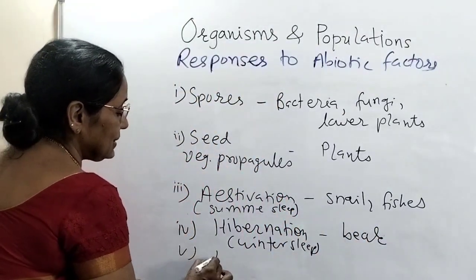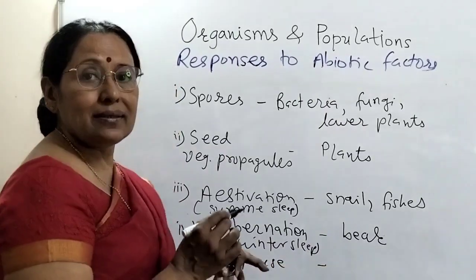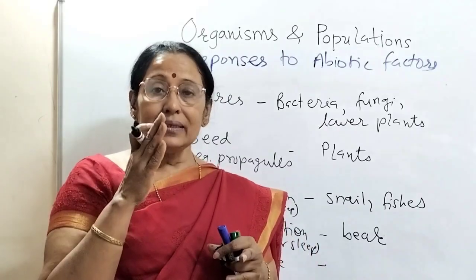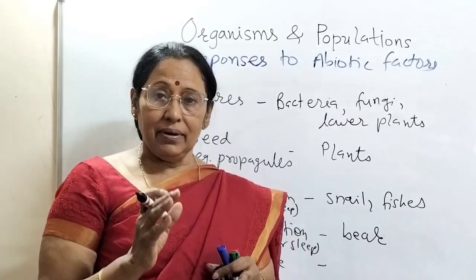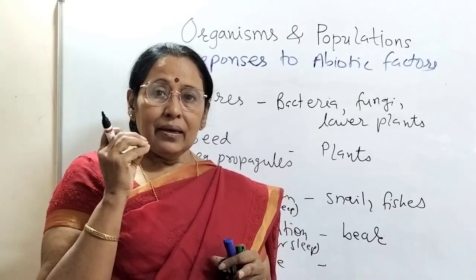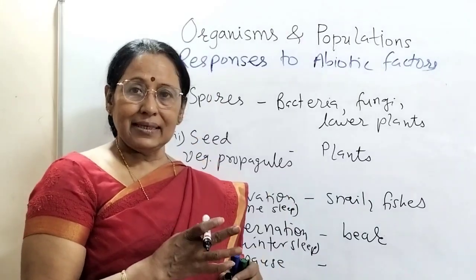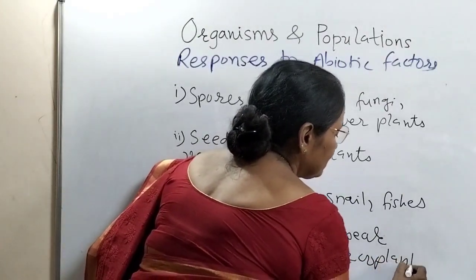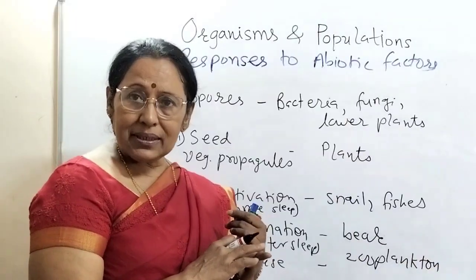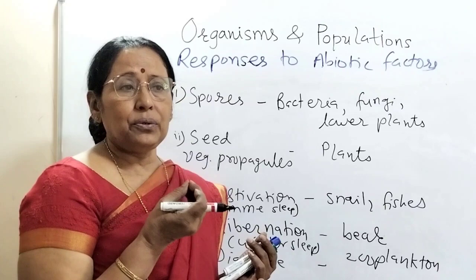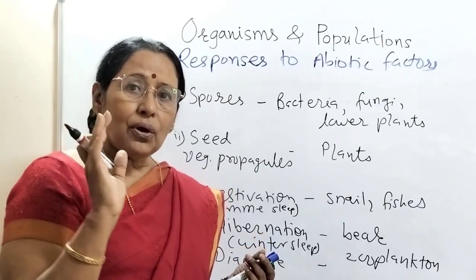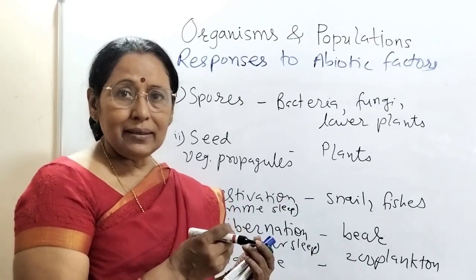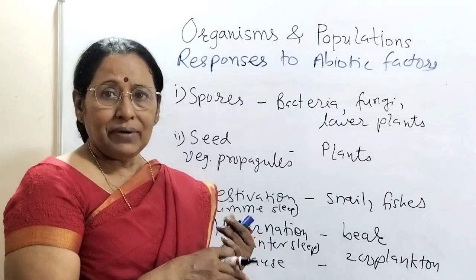Then the last, that is diapause. Diapause is a period of suspended morphological development. Suspended morphological development shown by the zooplanktons found in lakes and ponds. So this is zooplankton. Now, do you remember what is zooplankton? Plankton means microscopic organisms which float passively with the water current. If they are animals, then they are called zooplanktons. If they are plants, then they are called phytoplanktons.